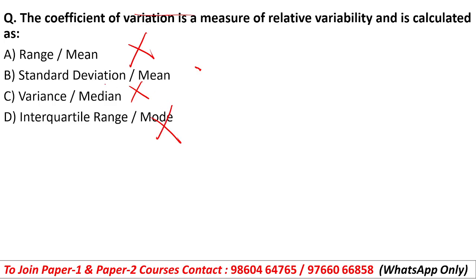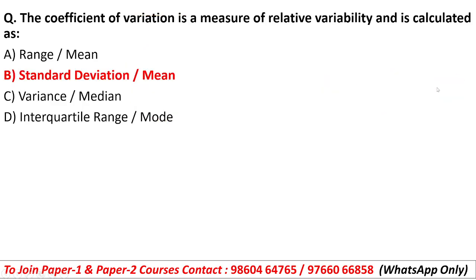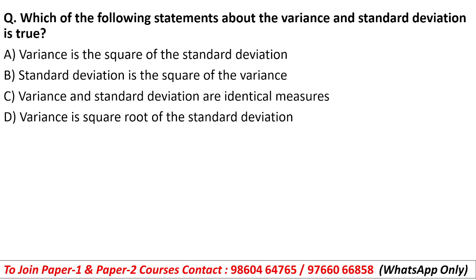So our right answer here is, whenever we have to calculate it, we calculate it as sigma, means standard deviation upon mean into 100. In this way you can calculate the coefficient of variation. So option number B will be the right answer for this question. Let's see the next question.